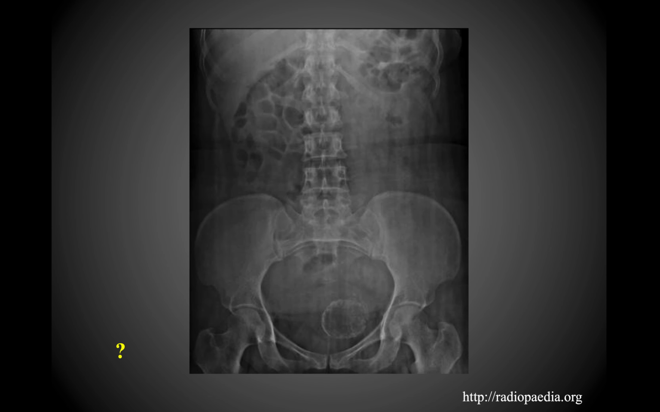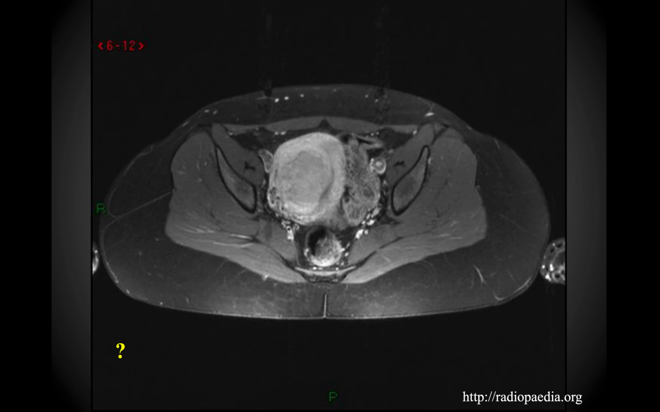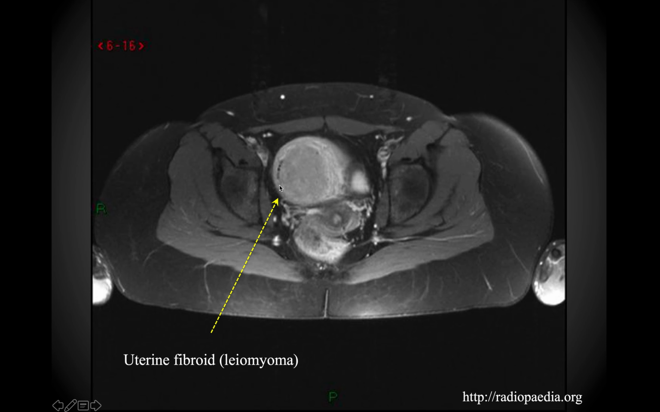Here's another abnormality in a female pelvis. So we can see that there's this abnormality in the left anterior quadrant of the pelvis. And so on conventional radiography, it's relatively difficult to tell exactly what that is. But if you look at it on a cross-sectional CT scan, you can appreciate much better what it is that you're looking at. And so this is an example of a uterine fibroid or uterine leiomyoma.